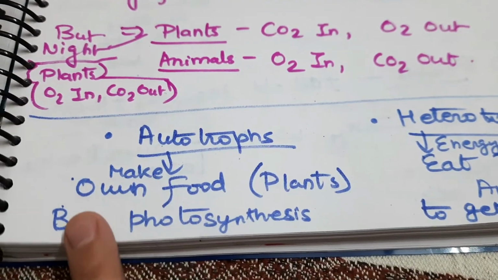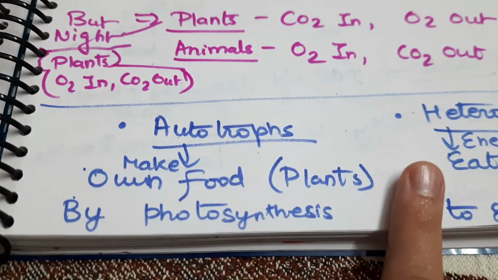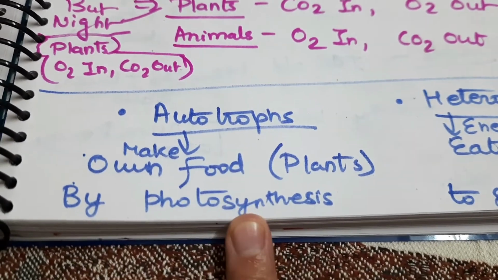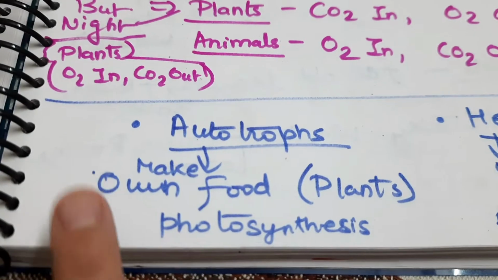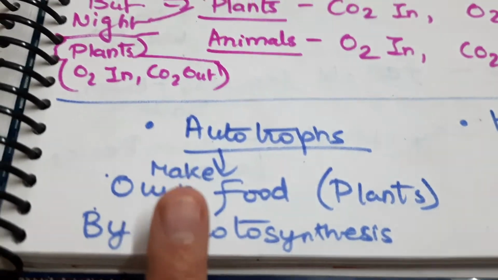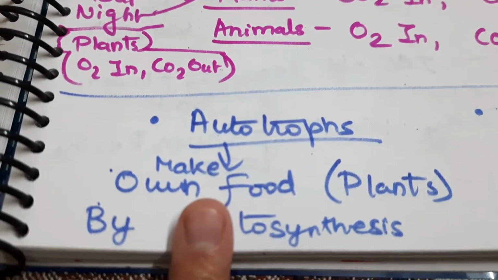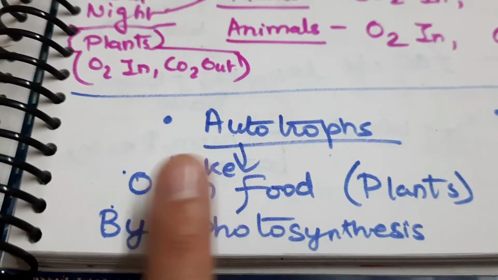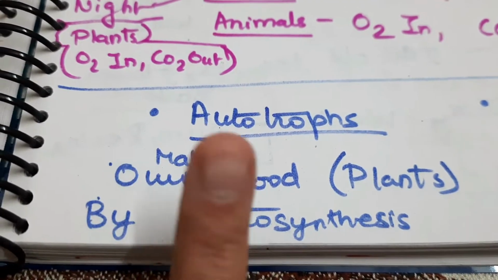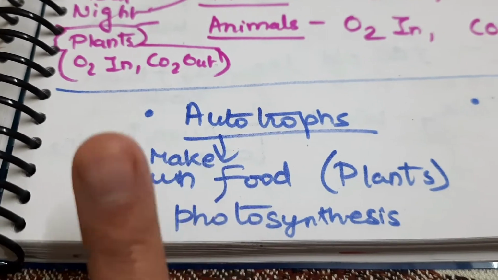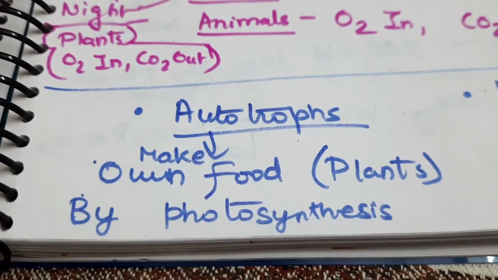Autotroph organisms make their own food, like plants make their own food by photosynthesis. So what is photosynthesis? When carbon dioxide, water and sunlight, okay, are combined to form glucose and oxygen, and energy is released, okay. So this is photosynthesis.